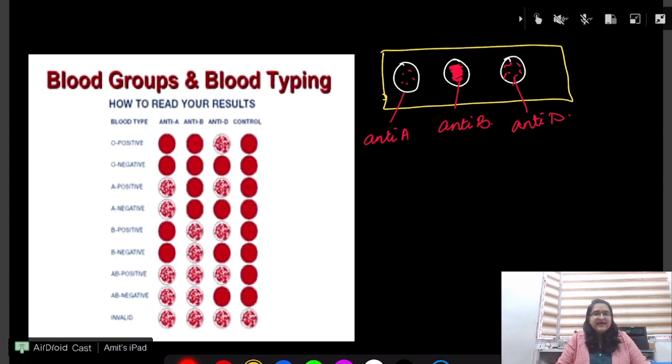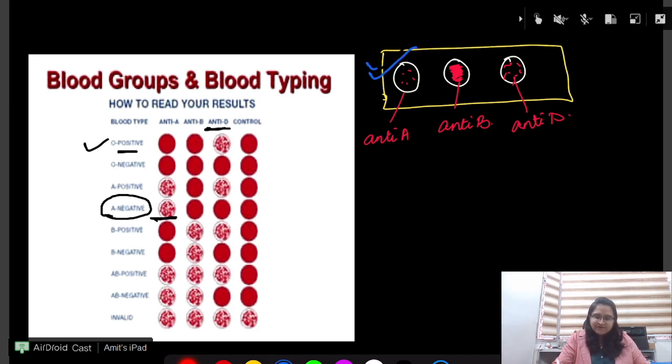Okay, see this. Now see this everyone. O positive. When anti-A, anti-B are added, there is no clumping. Anti-D when it is added, because it is positive, it is showing clumping. Right? So this is O positive. Let us see for A negative. For A negative, when you add anti-sera A, clumping occurs. Anti-sera B, no clumping. Anti-D, no clumping. So it is negative.